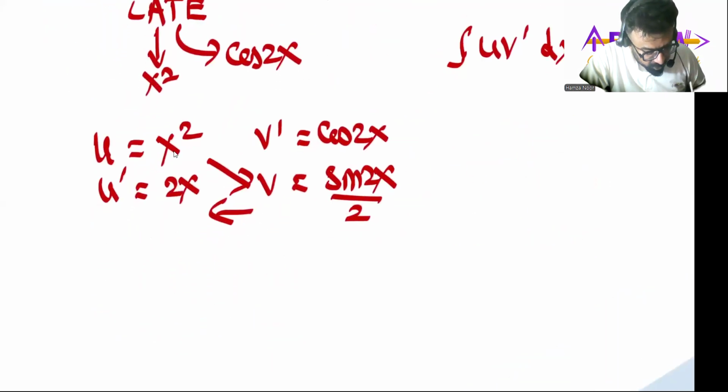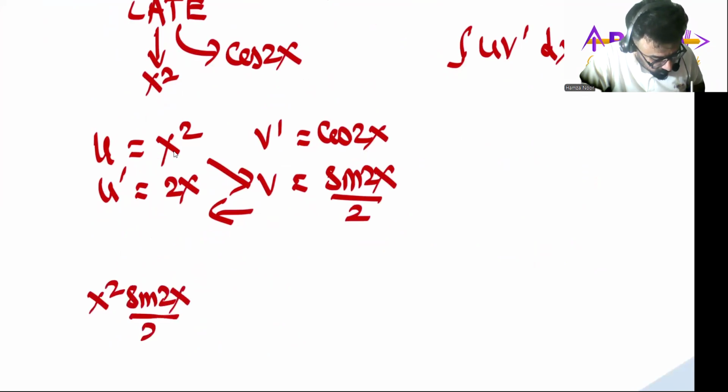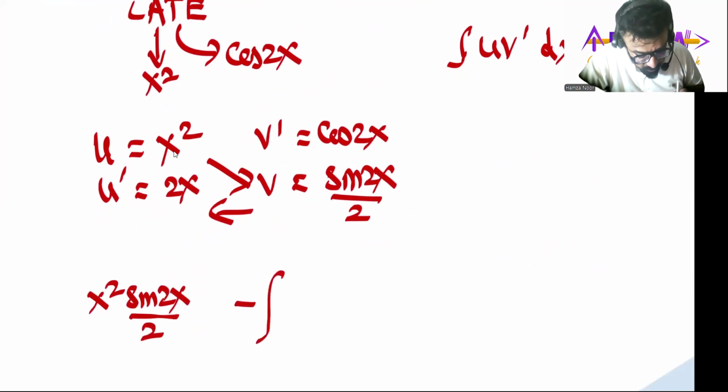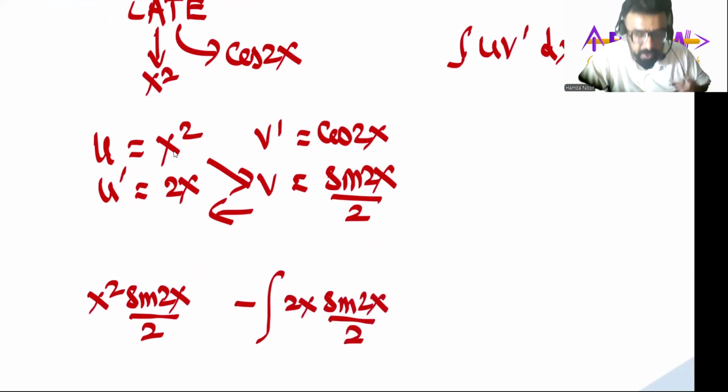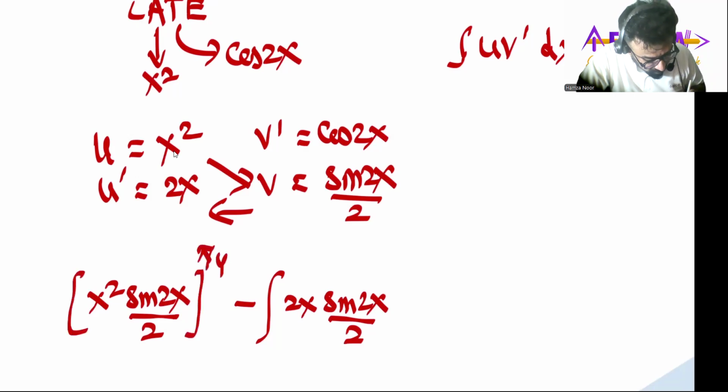So u times v will give you x squared times sine 2x over 2, minus integration of vu dash with respect to x. When v and u dash are multiplied, you get 2x times sine 2x over 2. The first term is already integrated, so upper limit pi over 4 and lower limit 0. The remaining part is supposed to be integrated in the next step, with upper limit pi over 4 and lower limit 0.